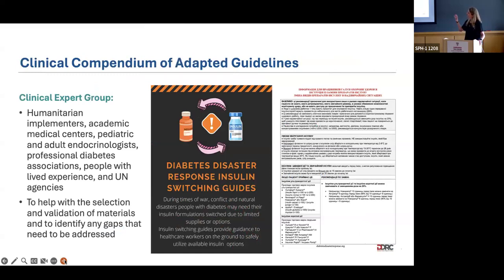So what we're doing is compiling a compendium of adapted guidelines, right? If you Google diabetes guidelines, you get 1 million hits. So if you're sitting somewhere in Sudan and trying to figure out how do I manage, it's overwhelming. So we're trying to put together a compendium. We have a clinical expert group that are adapting guidelines, not reinventing the wheel, but having medical societies that have created guidelines just tweak them with the help of field providers that can say, this is what we need. How do we manage if you only have 1 strip a month? What do you do? And so they can help with these materials. That's our little switching guide.